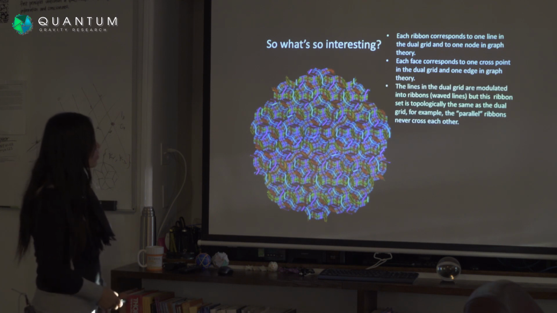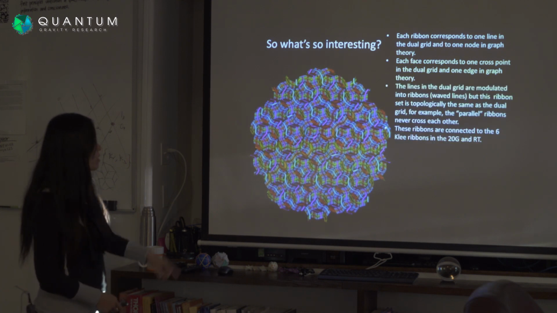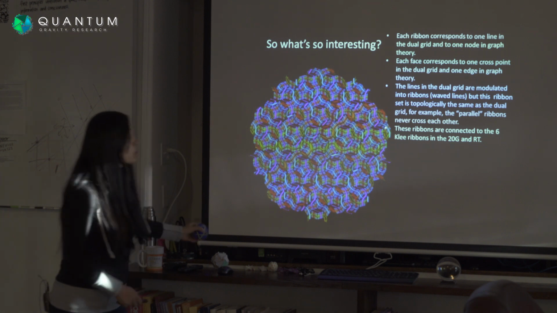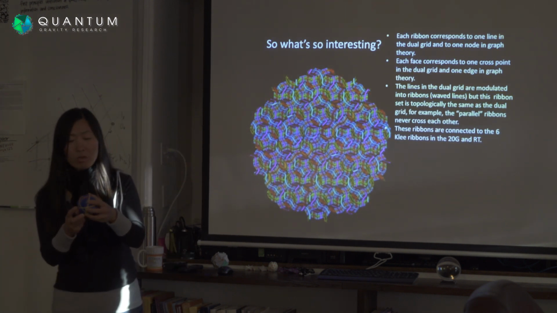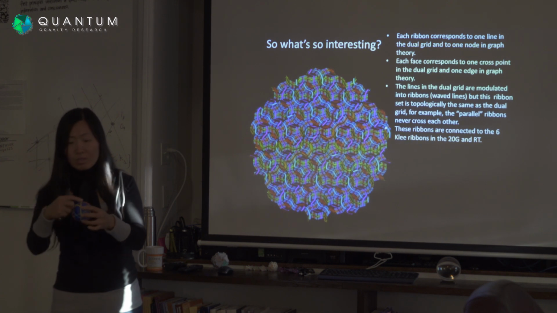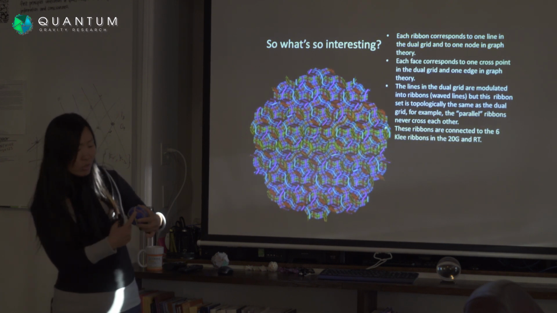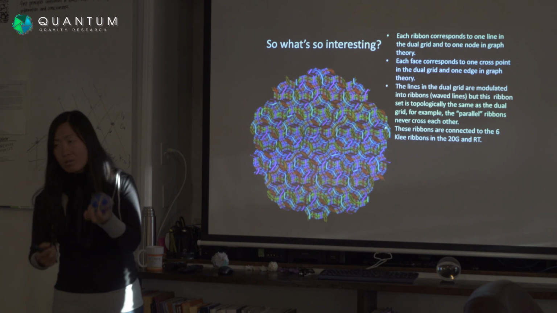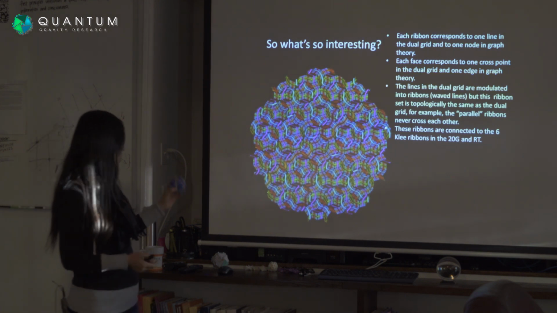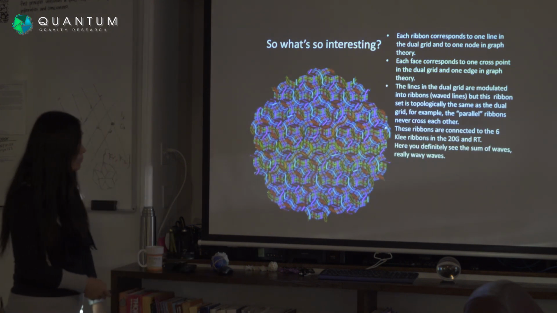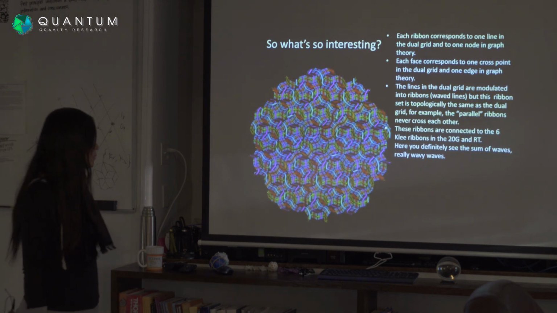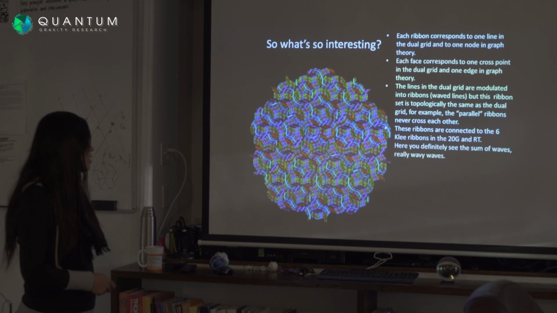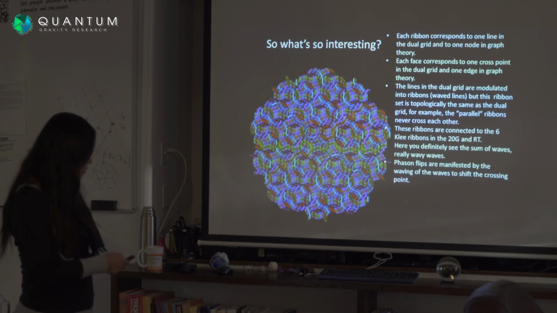Okay, so these ribbons are connected to the 6 clear ribbons in the 20 group and RT. So this is the RT, rhombic triacontahedron. So these kind of ribbons. Klee used to build this model like this. I'm just linking that in the 3-dimensional Penrose tiling, which is just a simple analog to this 2-dimensional one.